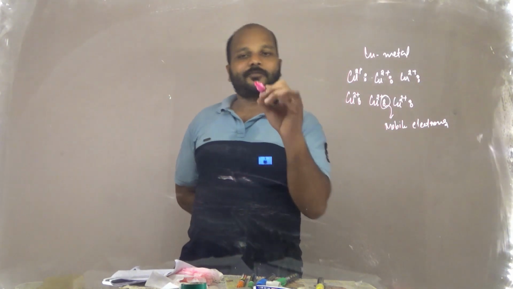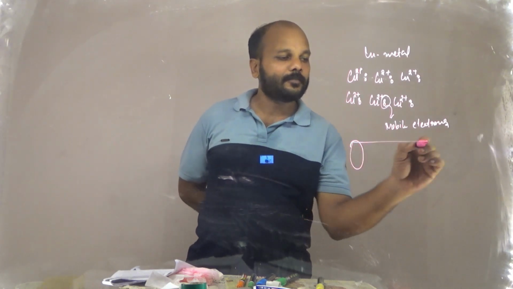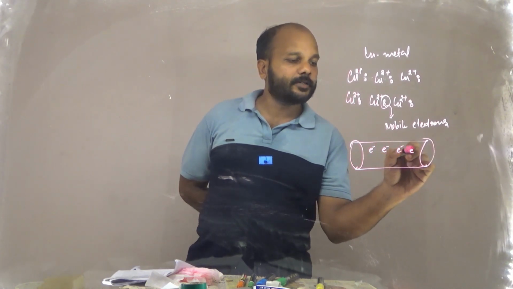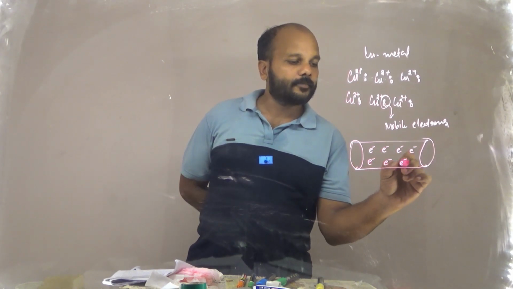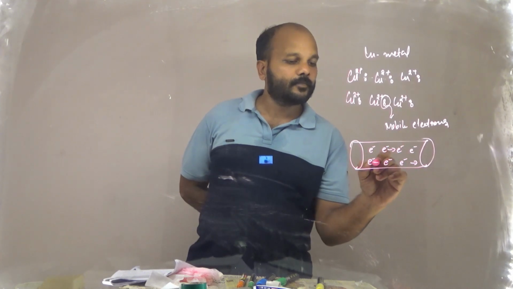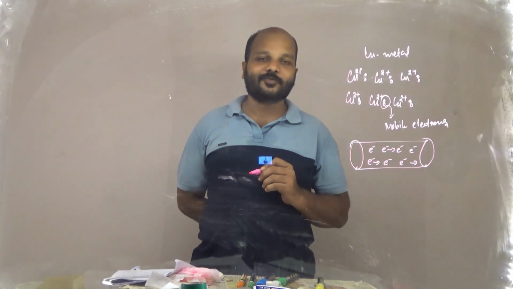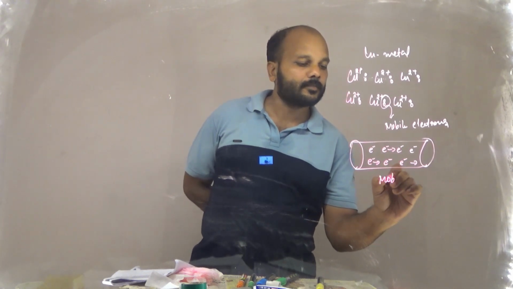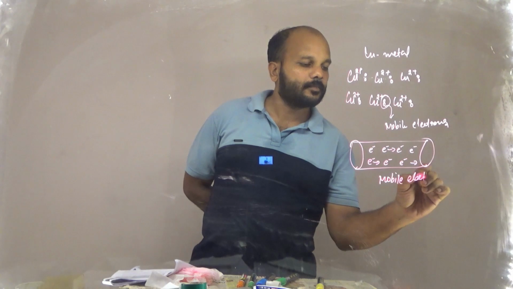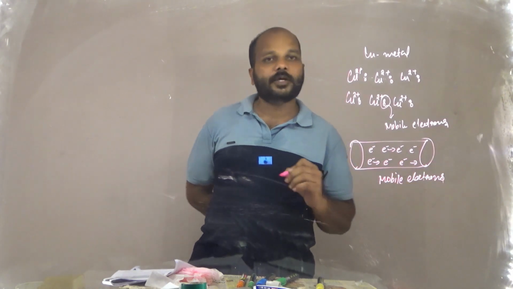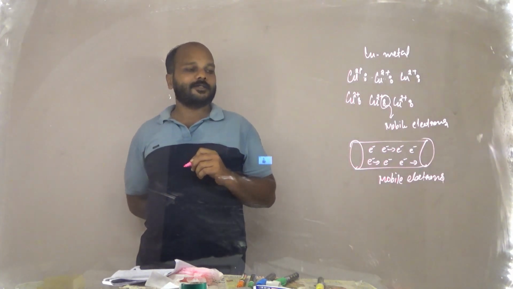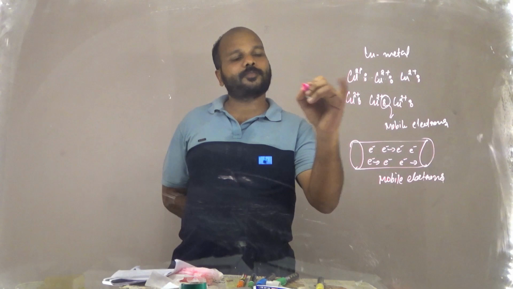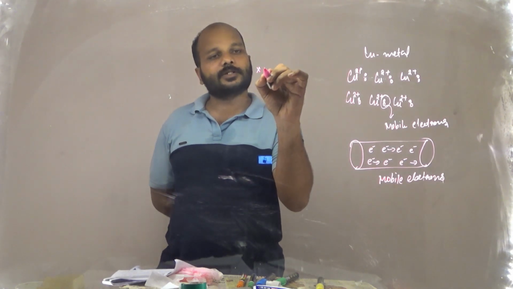These electrons, suppose you are taking an iron circle, are very freely able to move through the metal atoms, and we call these mobile electrons. This is nothing but the mobile electrons, and you can also call them metallic electrons.